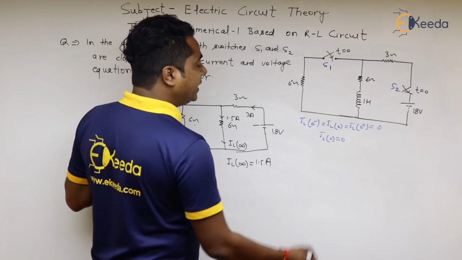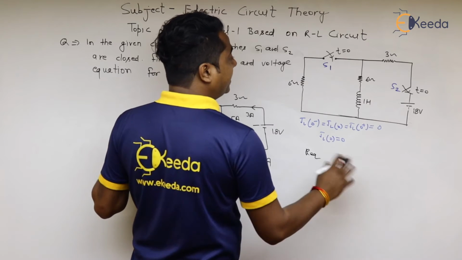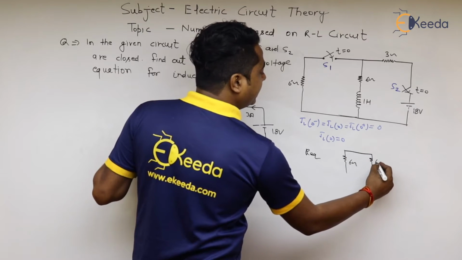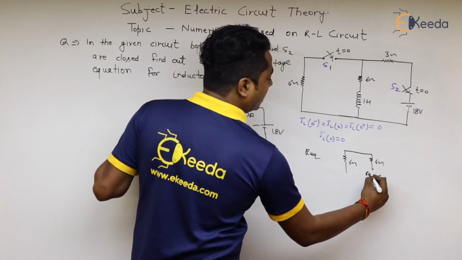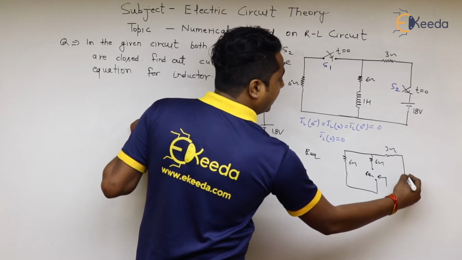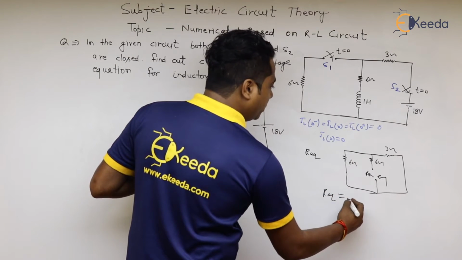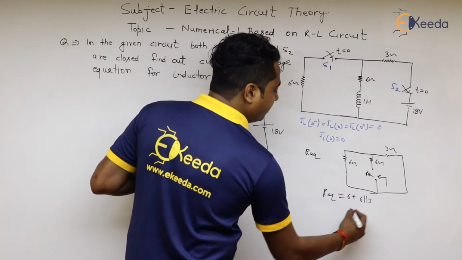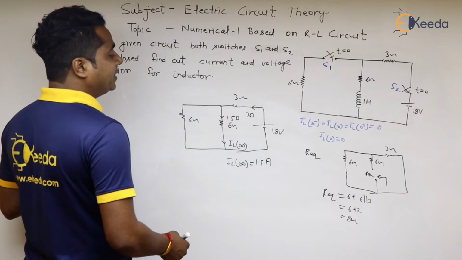And for tau we need to calculate the value of R equivalent. We will look across this inductor after t greater than 0. So this will be your 6 ohm, this will be 6 ohm, and here we will look for R equivalent, and it will be 3 ohm here, and the 18 volt source will be short circuited. The R equivalent will be equal to 6 plus 6 in parallel with 3. So that is coming out to be 6 plus 2, that is 8 ohm. The R equivalent value is equal to 8 ohm.